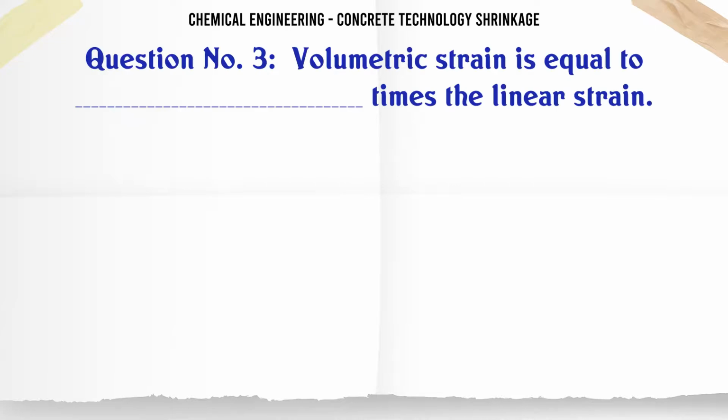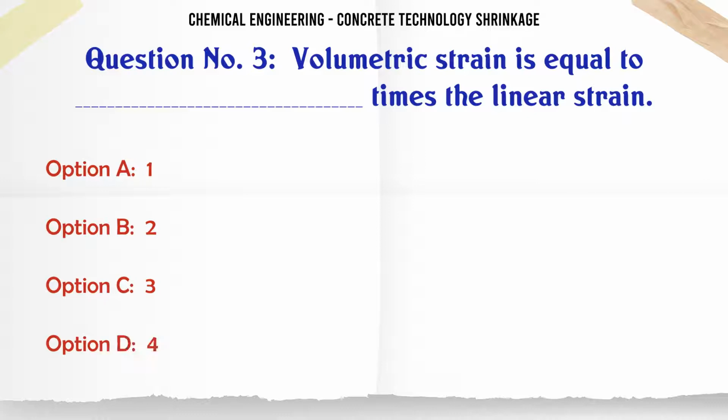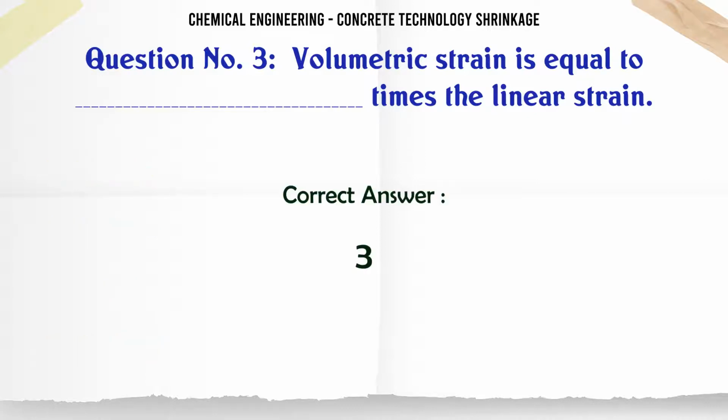Volumetric strain is equal to times the linear strain. A. 1, B. 2, C. 3, D. 4. The correct answer is 3.